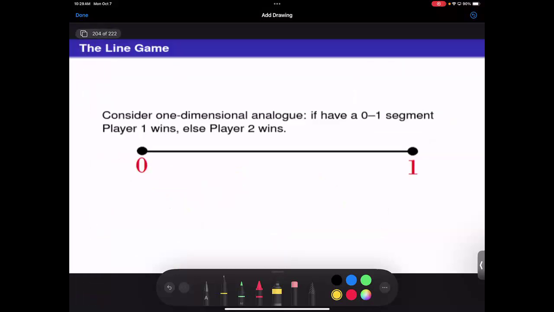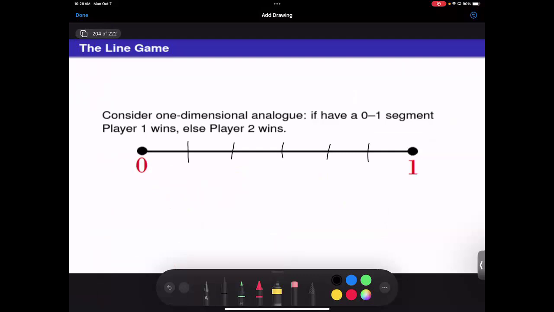So let's look at a simpler analog. We have a 0, 1 game on the line. And I'm going to put in a bunch of dividing points. And each of these has to be labeled 0 or 1. And if there's a 0, 1 segment at the end, then I win. If there are no 0, 1 segments, then you win. There's a lot of ways to look at this.